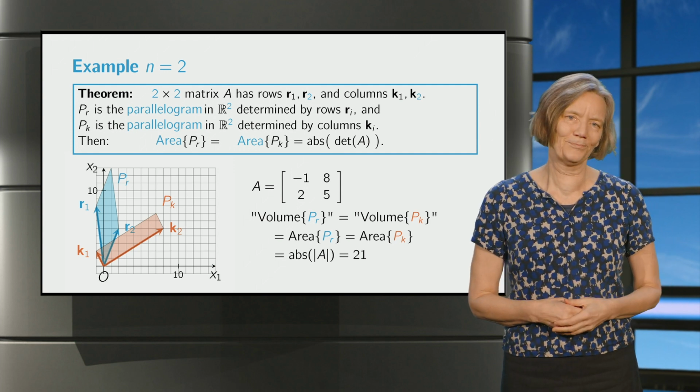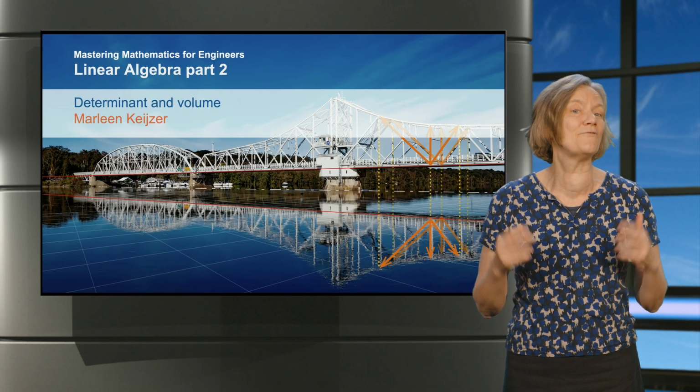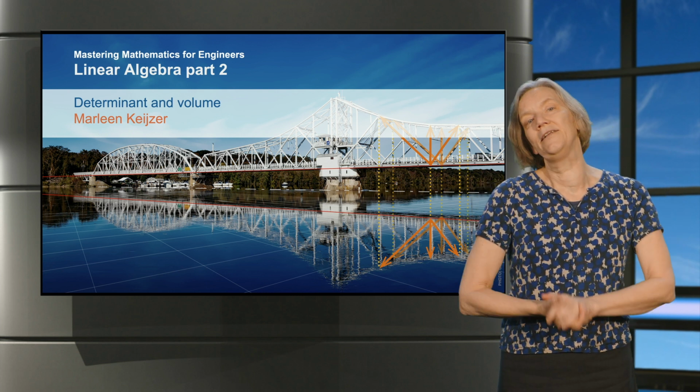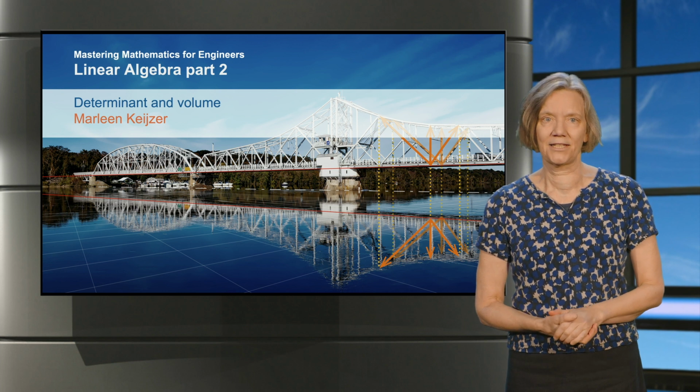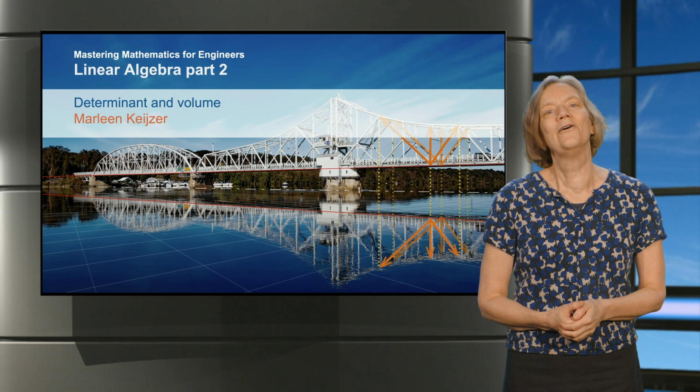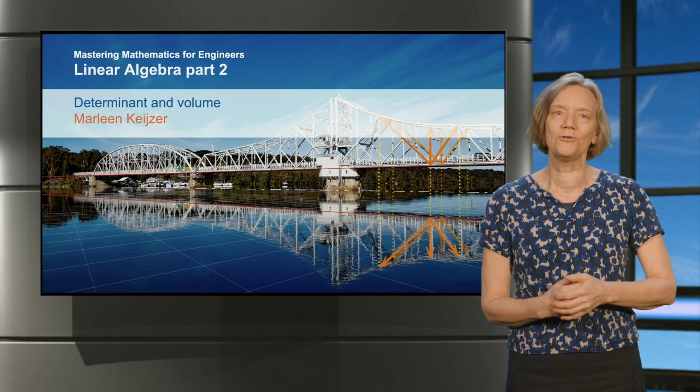Isn't that neat? A determinant can be seen as a volume. For a 3 by 3 matrix, that's a 3D volume in the regular sense. For larger matrices, it gives a generalized volume. For a 2 by 2 matrix, it reduces to an area.